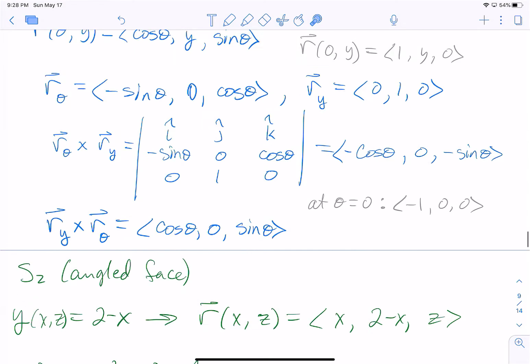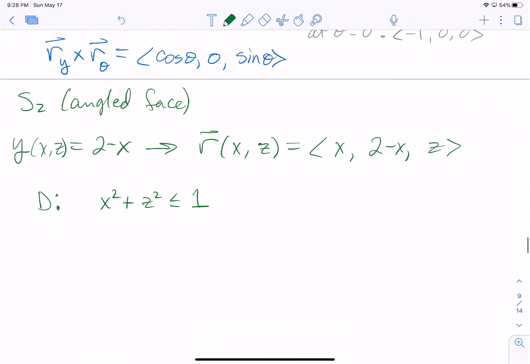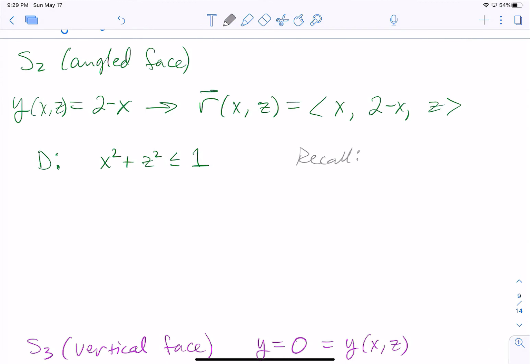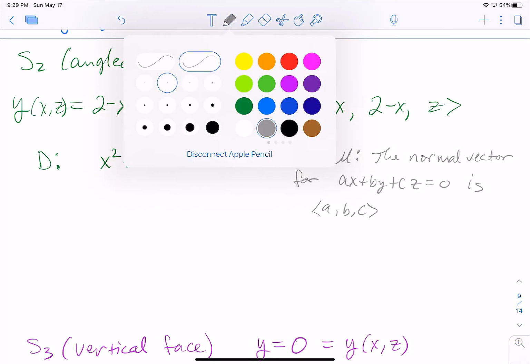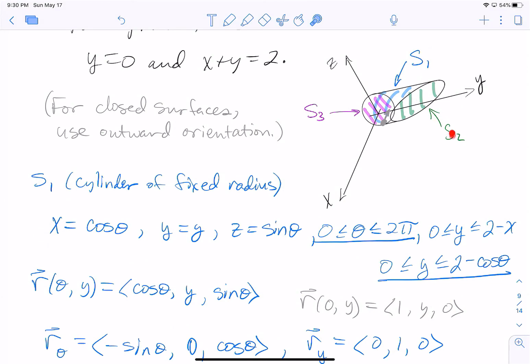For the angled face, we can find Rx and Rz and cross them together, but folks, we don't have to, because the angled face has the equation of a plane. The plane is x plus y is equal to 2. Recall that the normal vector for the plane ax plus by plus cz equals 0 is (a, b, c). That is the direction vector for the plane. Here we have a plane with equation x plus y equals 2. Therefore, Rx cross Rz is equal to the vector 1, 1, 0. And we can see by our diagram that that vector does have an outward pointing orientation.